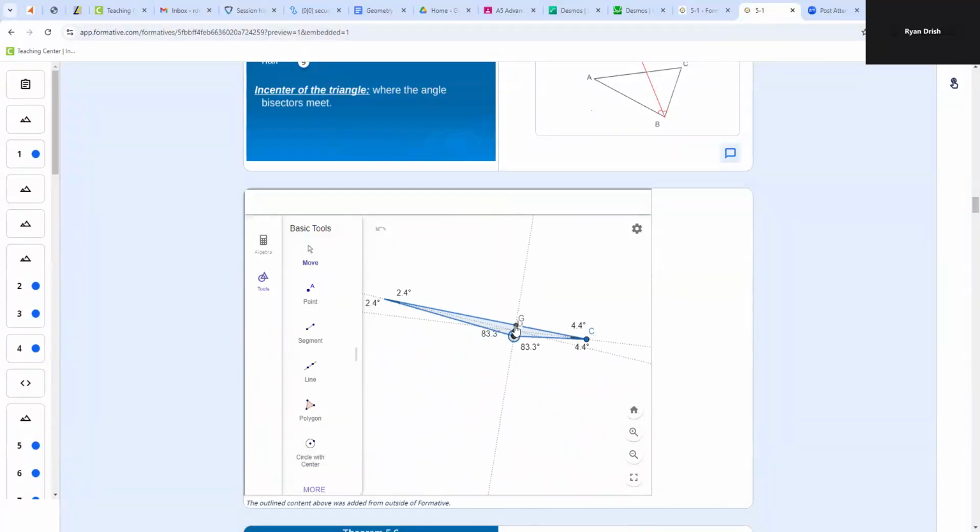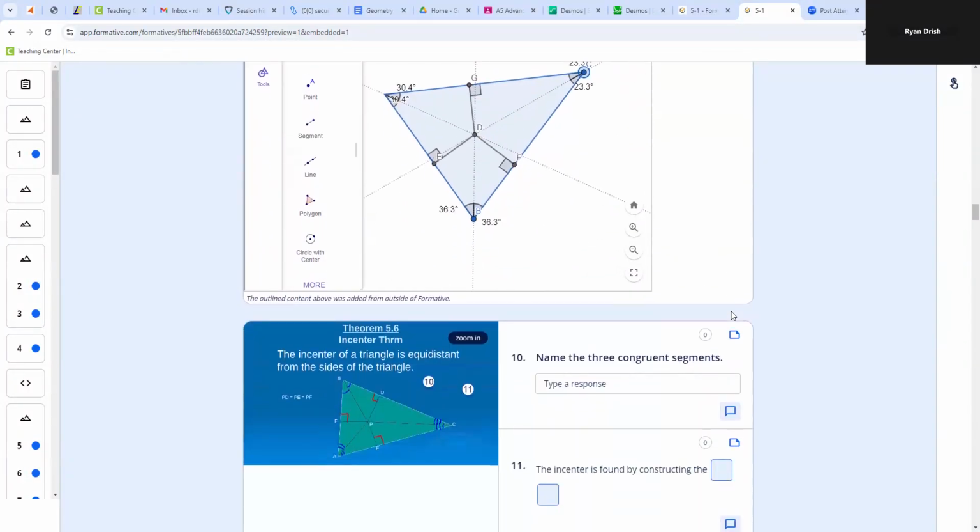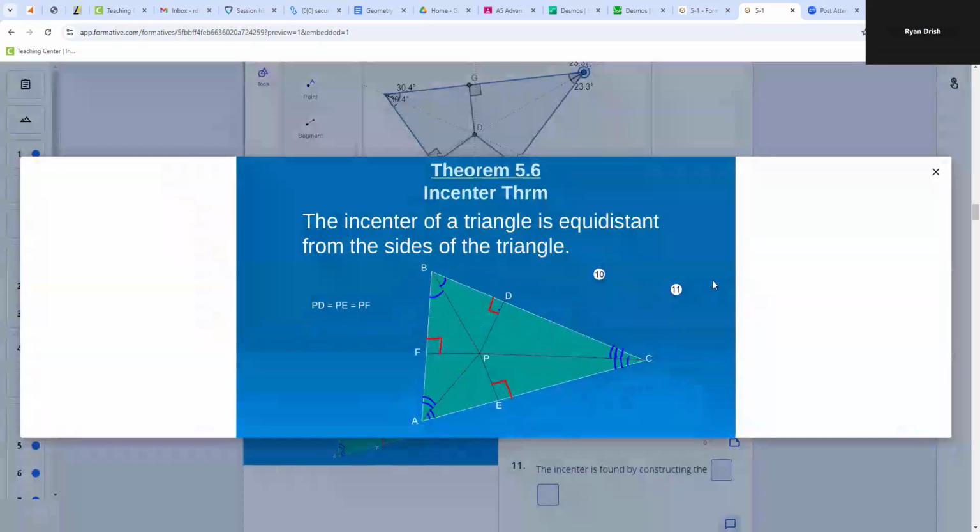You will notice the incenter never goes outside of the triangle, and it never lies on the triangle. It is always inside the triangle. So you can kind of mess around with that. If you construct the three angle bisectors, they will always meet at a common point. Now let's talk about why this is important.